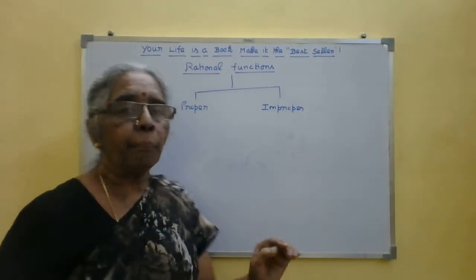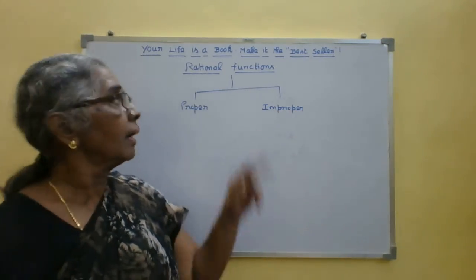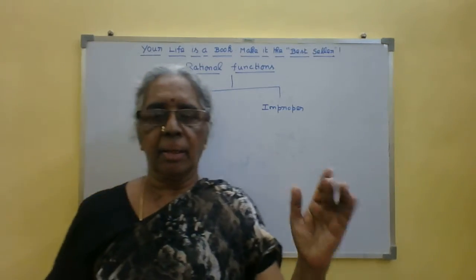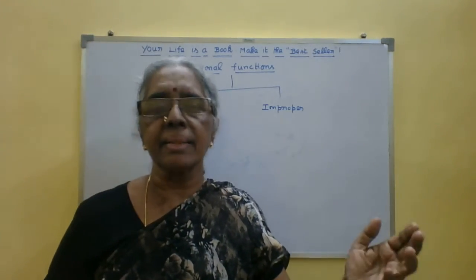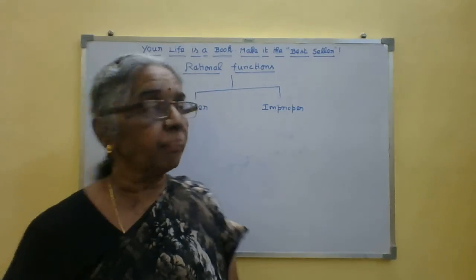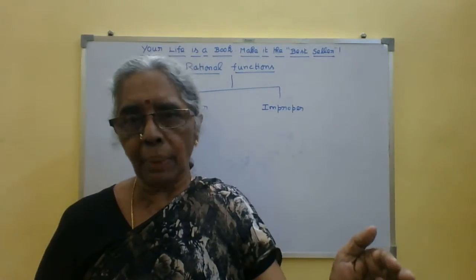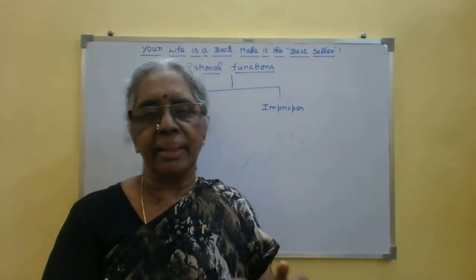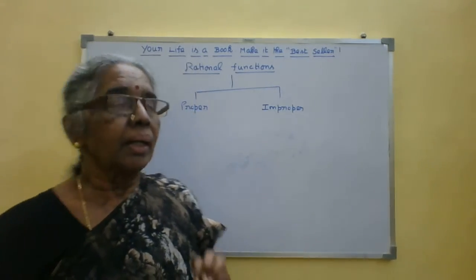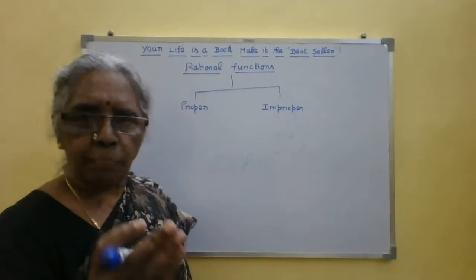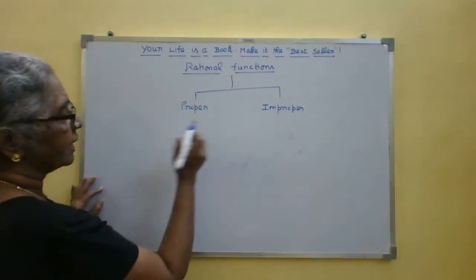A proper rational function means the degree of the numerator will be at least 1 less than the degree of the denominator. In improper, the degree of the numerator will be equal to or greater than the degree of the denominator. Now, I will give you one simple example for each so that you will understand it clearly.